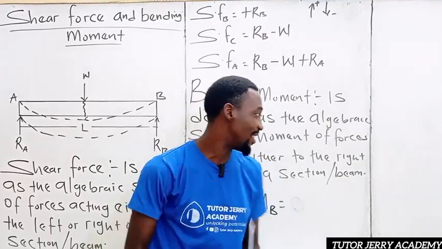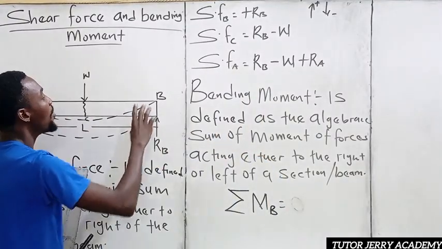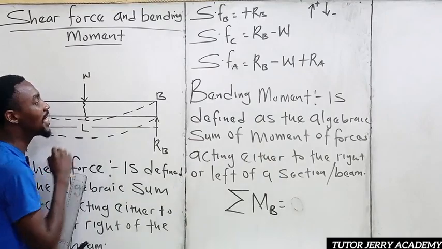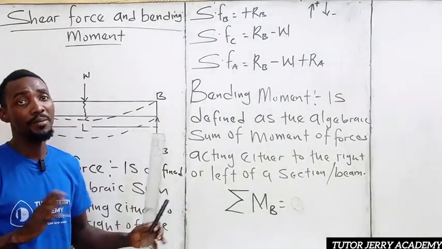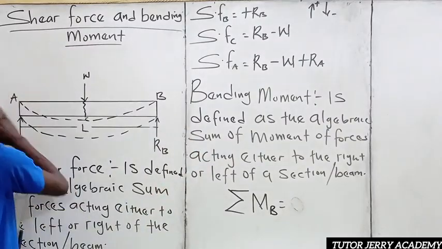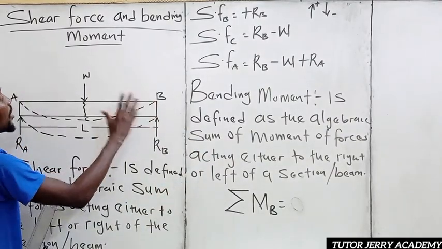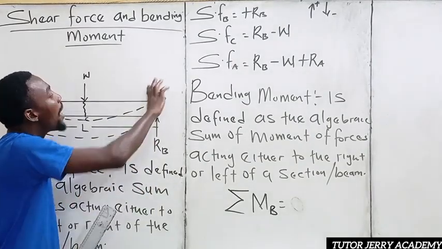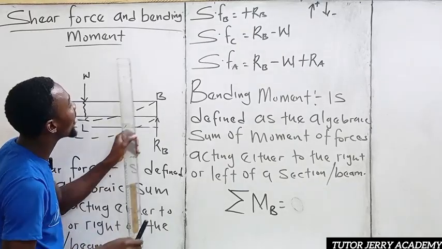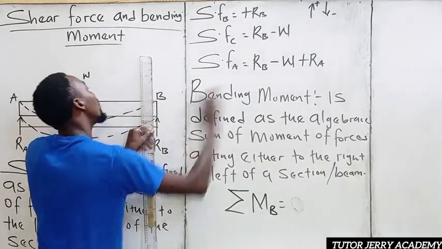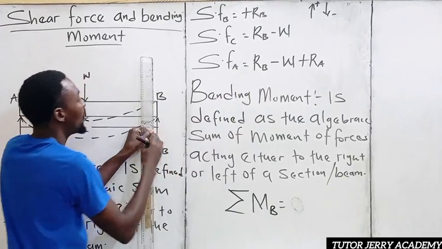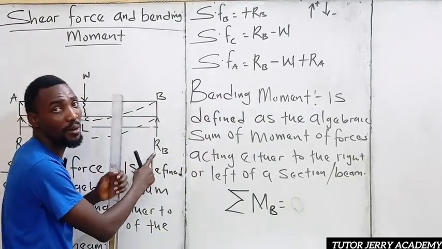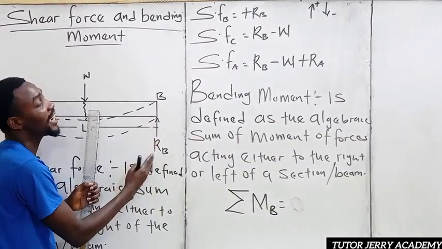Very important. All right. Now, if I want to take my moment about point B, if you want to take your moment on a beam, you are going to take moment about all the points that we have load. So let's take our moment about point B. The only thing I have at point B, don't forget we are looking at the right hand side, is just my upward force. That is the reaction, RB.